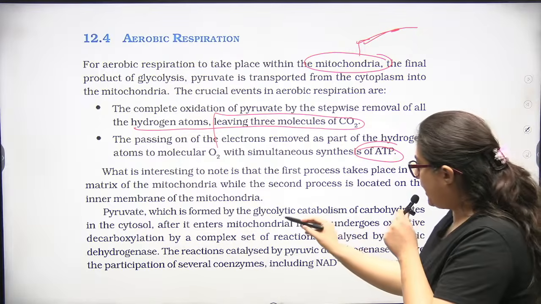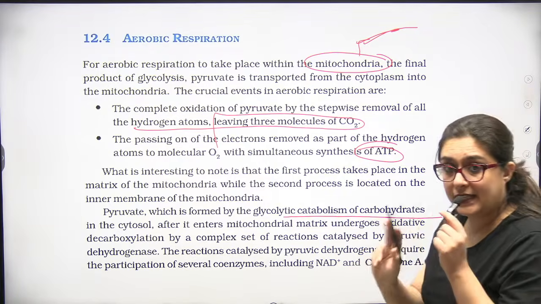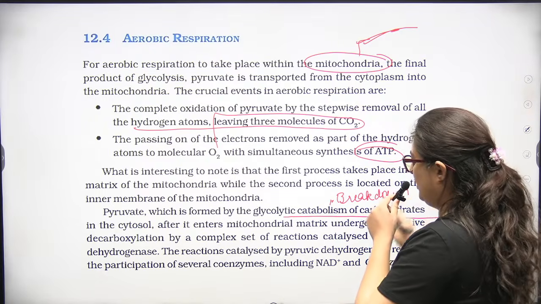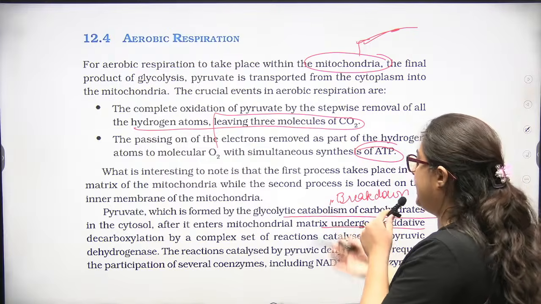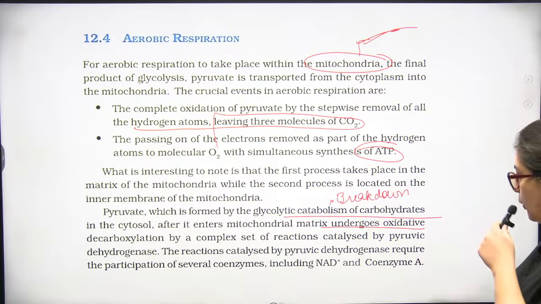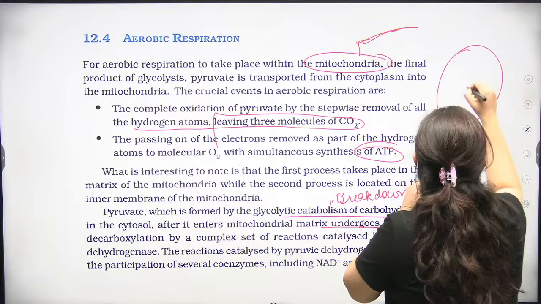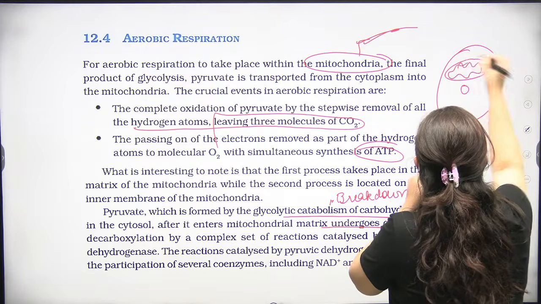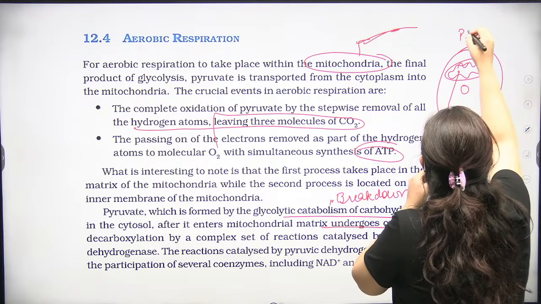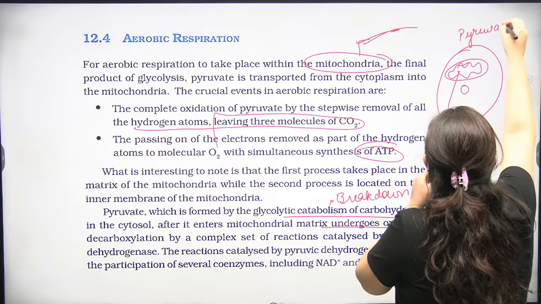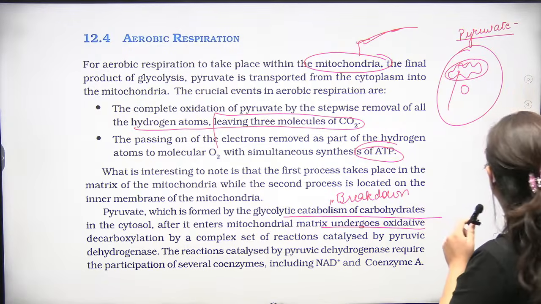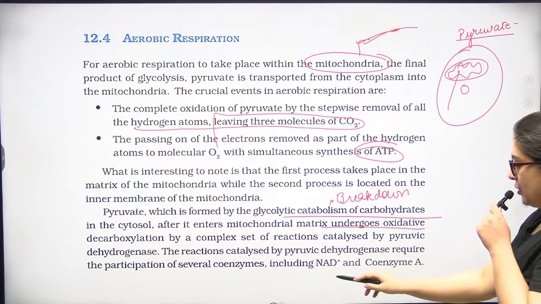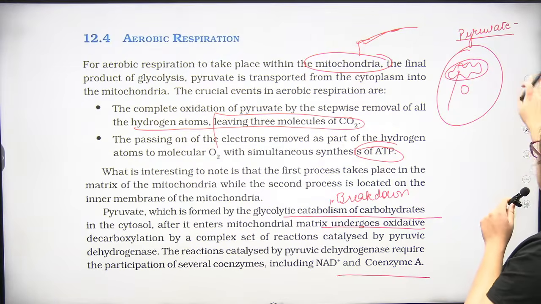Now, pyruvate formed by glycolytic catabolism, meaning breakdown of carbohydrate, then enters into mitochondria, from your cytoplasm. Now, the reactions are catalyzed by pyruvic dehydrogenase, with participation of several coenzymes, including NAD+ and coenzyme A.